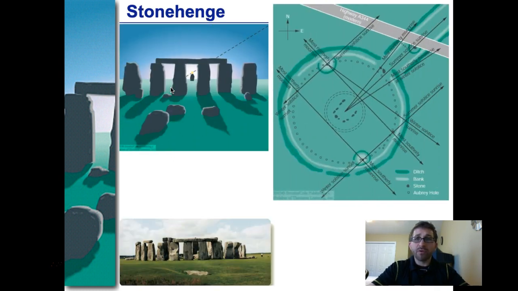Probably the most popular of these structures is Stonehenge, and here I've got some cool little diagrams of Stonehenge. Now, the construction date is not quite unknown here. We have some time between 3000 and 1800 BC, and it's likely that this process was in multiple stages or phases.